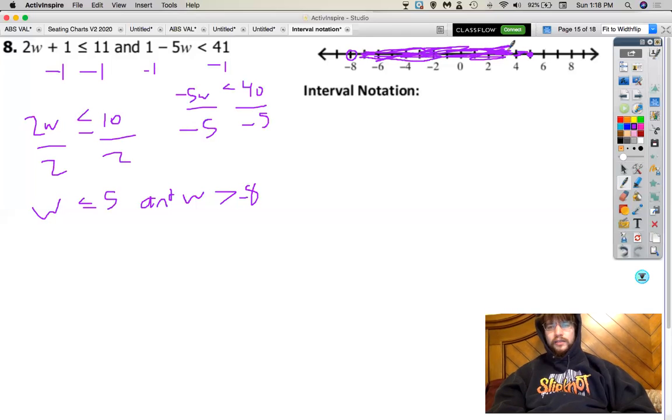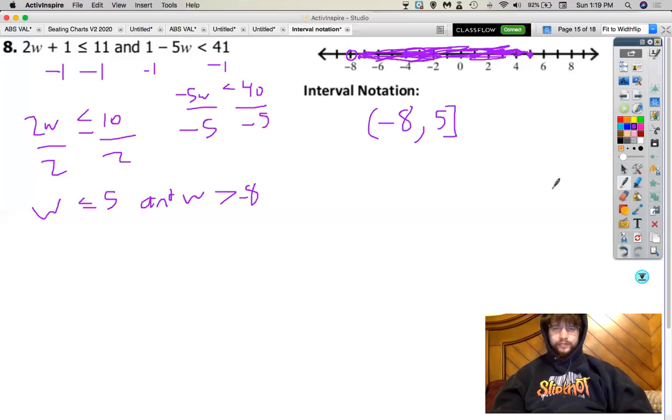Whenever we're doing these, there are possibilities of no solution. If we're doing an OR, there's a possibility of all real numbers. At the very end of this, I'm going to stick some of those examples on here so you can see what's going on. Interval notation. Negative 8 does not include it. 5, it does include it. That's it. Just read the graph left to right.